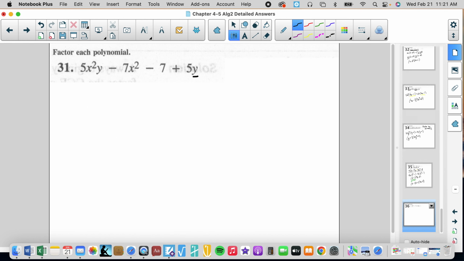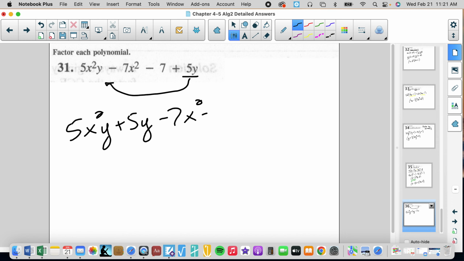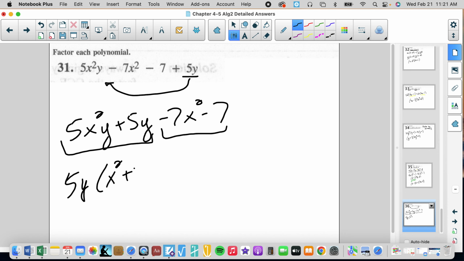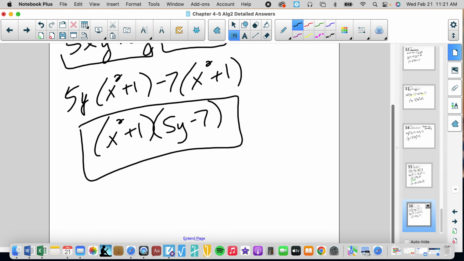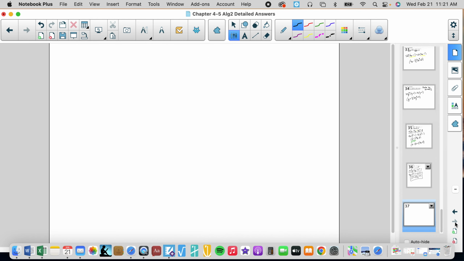Yeah, I'm going to move this with that one. So I'll write 5x squared y plus 5y minus 7x squared minus 7. And then I'm going to factor by grouping. I'm going to take out a 5y. That leaves me with x squared plus 1. I'm going to factor out a negative 7, which leaves me with an x squared plus 1. They have the same x squared plus 1. And take that out, we're left with 5y minus 7. This is not the difference of squares, it's the addition of squares.